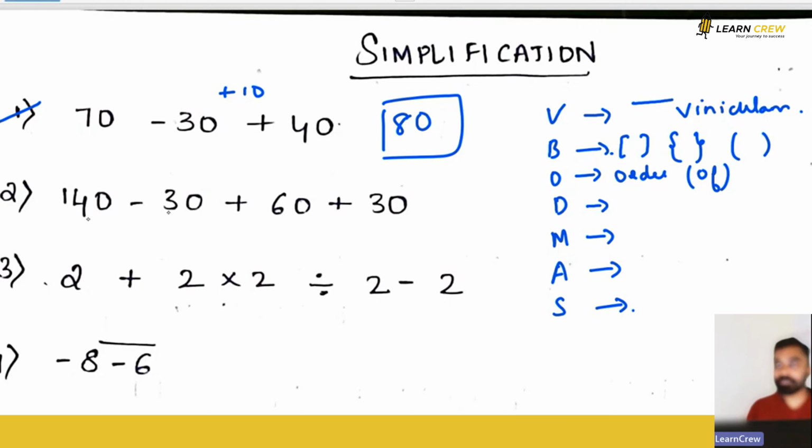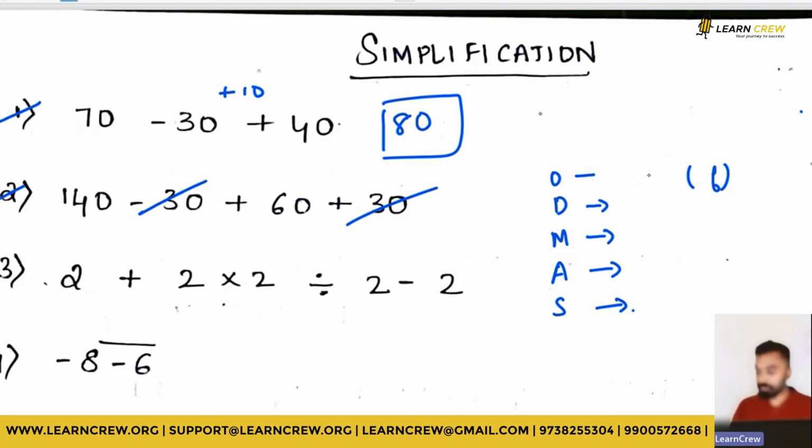Okay. Second one, all are sure. Minus 30 plus 30 gets cancelled. The remaining is 140 plus 60, 200. Okay, fine. Third one. Cross check if you want and then start telling the answers. Sorry, you should tell me.